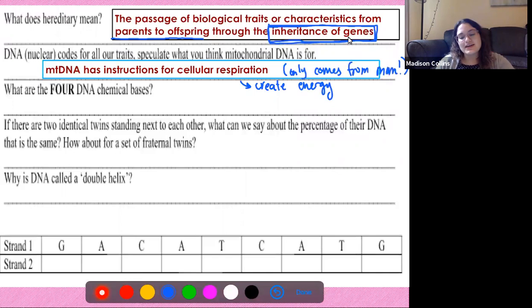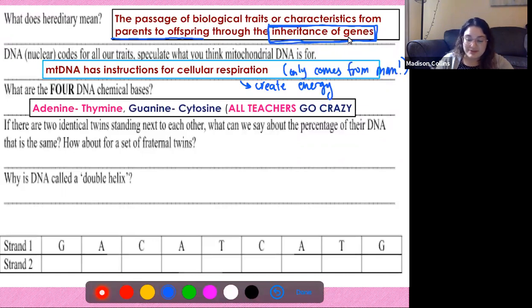Now, what are the 4 DNA chemical bases? I told you guys we'd see these a lot. Those 4 bases are adenine and thymine, and guanine and cytosine. So remember, A always pairs with T, and G always pairs with C. All teachers go crazy.